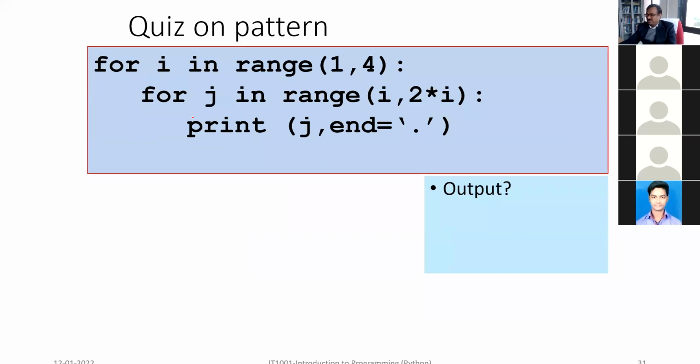So this is like a quiz for all of you, right? For I, and then this is a nested loop. So for I in range of 1 to 4, and for J in range I to cross I, right? So I think the code is familiar, which you have already seen, and you have to print J, and end by dot. So what is going to be the output?